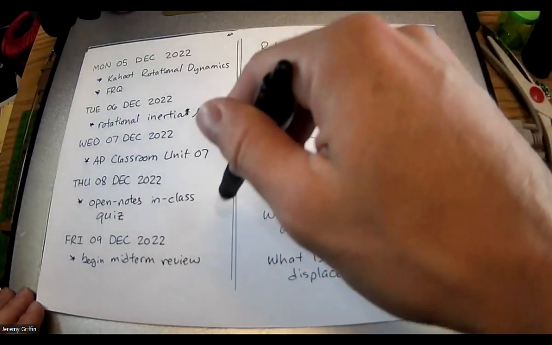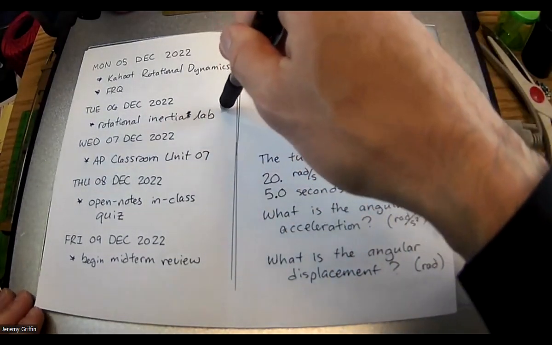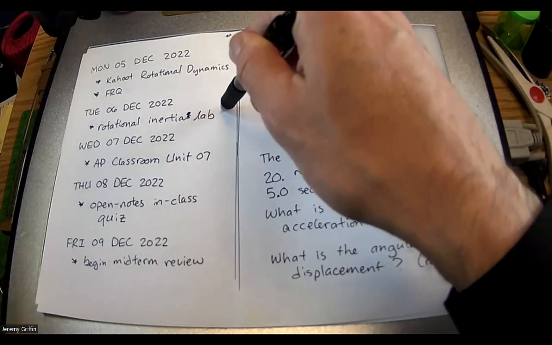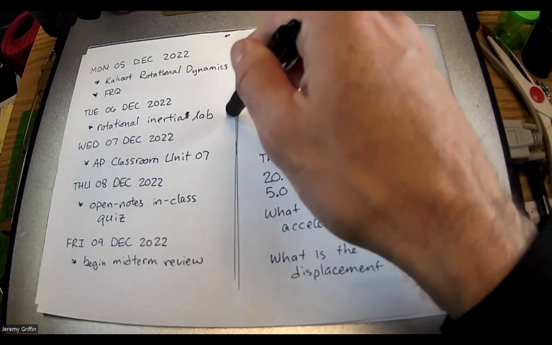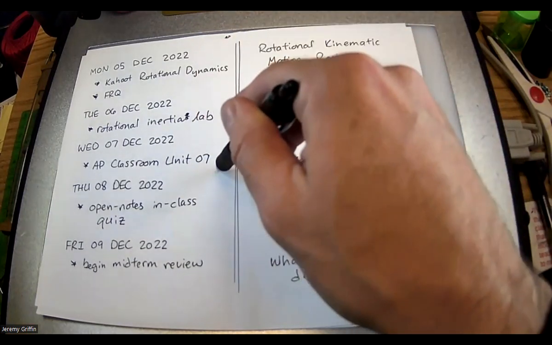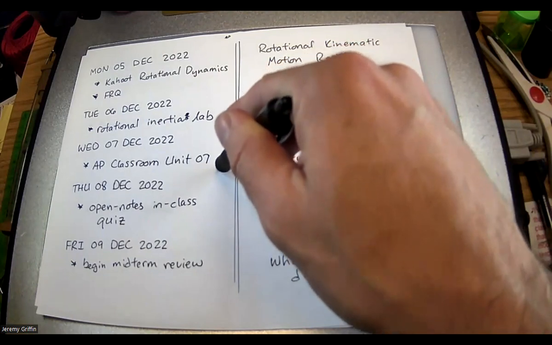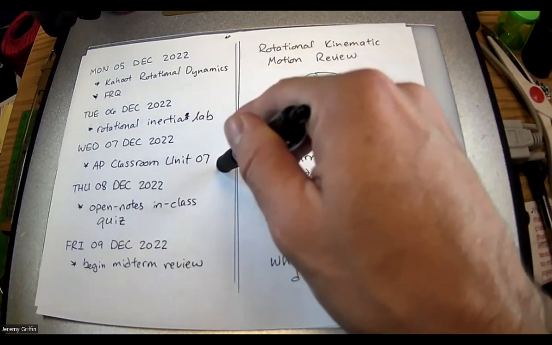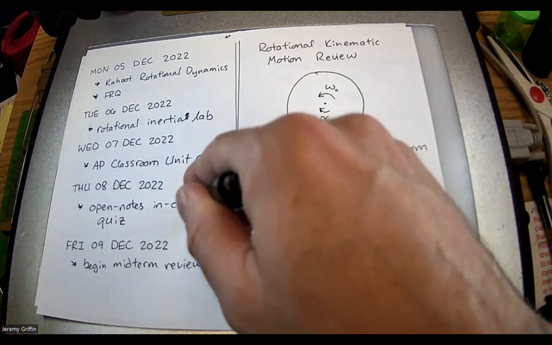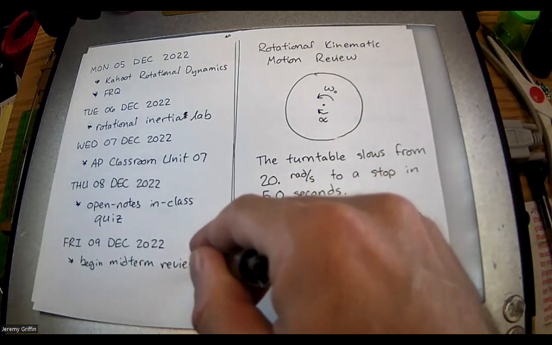Here's what we have lined up for later this week. I'm going to do a live with you guys tomorrow. I'm going to have you do a full 5-part AP style write-up with that, and then go over the points for you. So that's tomorrow. AP Classroom, have that done before Wednesday so that we can go over it on Wednesday. We have an open notes in-class quiz on Thursday on rotational dynamics, and we'll start the midterm review on Friday.